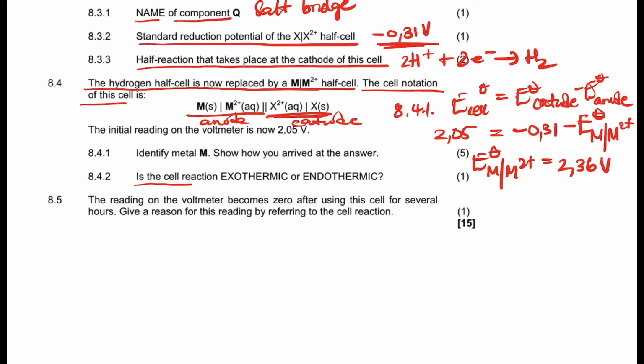Now in 8.4.2 it says is the cell reaction exothermic or endothermic? Obvious, guys. The galvanic cell is exothermic, right? 8.5 it says the reading on a voltmeter becomes zero after using the cell for several hours. Give reason for this reading, referring to the cell reaction. The galvanic cell is the battery, guys. So after using a battery for some time, the battery runs flat. So they're asking, why does the battery run flat?